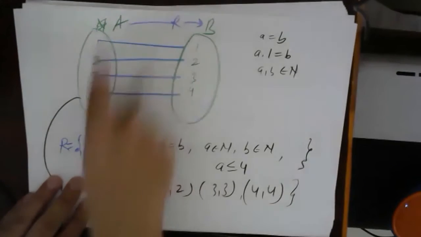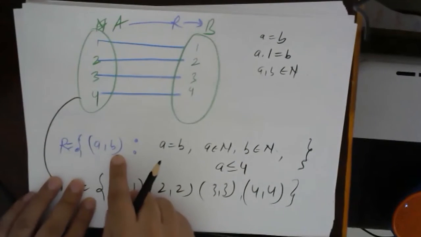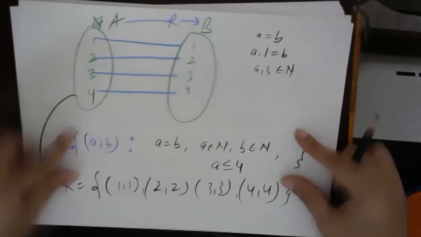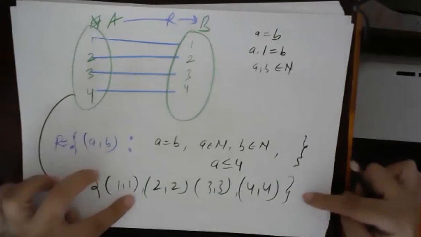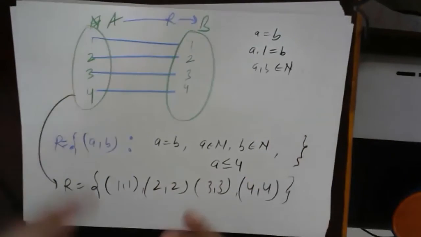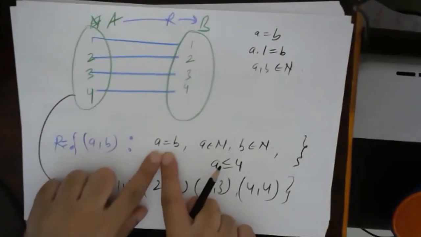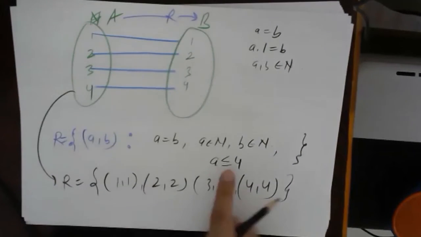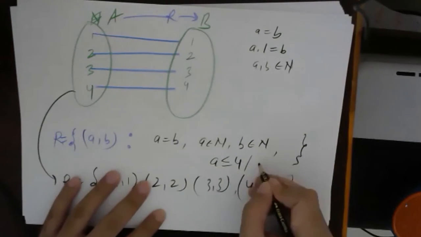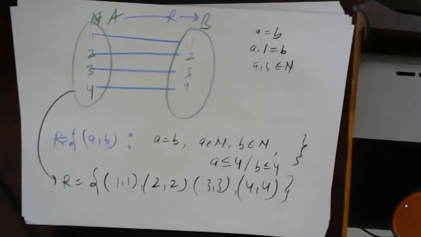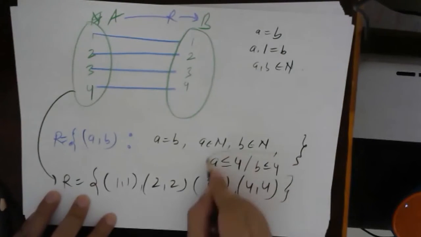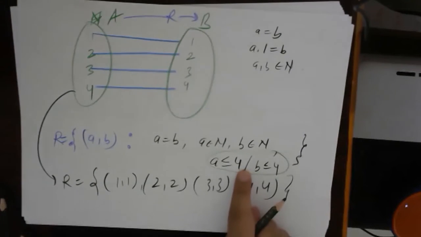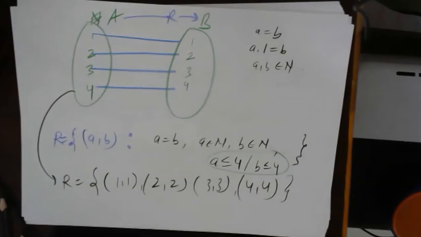No matter how many elements the domain or codomain has, the output of this one will always be this. Now what I'm doing is putting a constraint on the elements. a is equal to b and a is less than or equal to 4, or you can also write b is less than or equal to 4. Anything you want to write. Understood the difference between just writing this part and including this part? By including this part, we are restricting. We do not want a relation which has infinite elements. Understood?